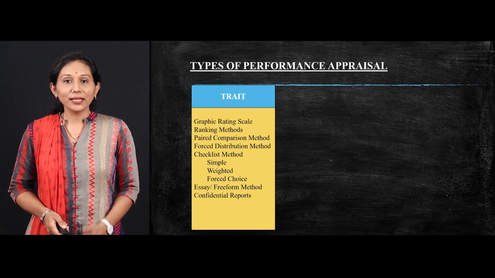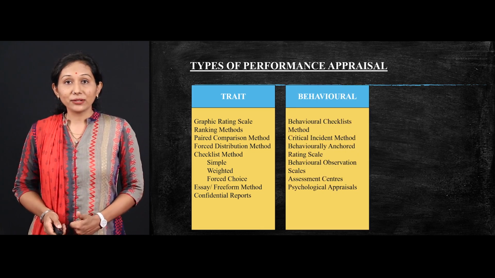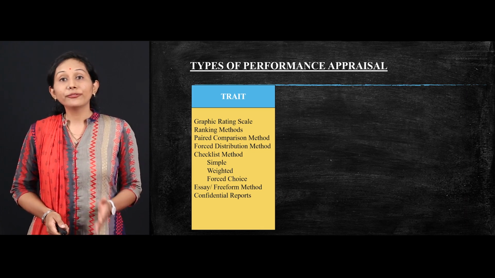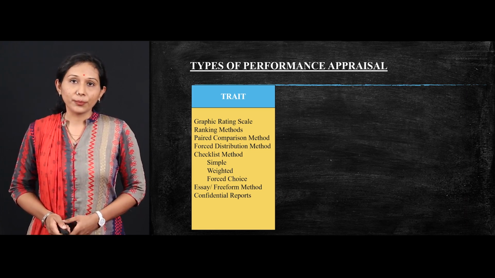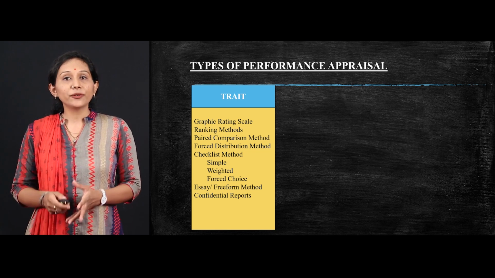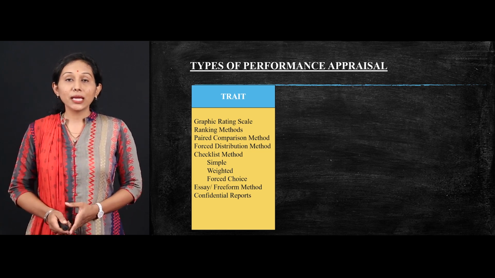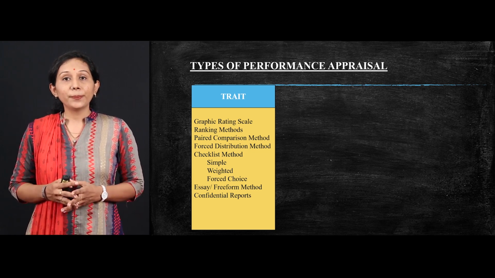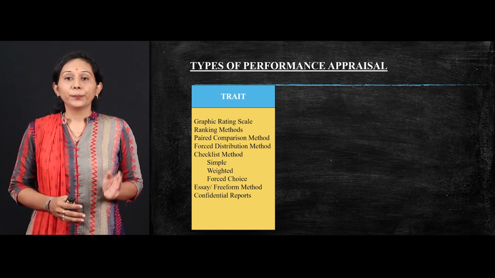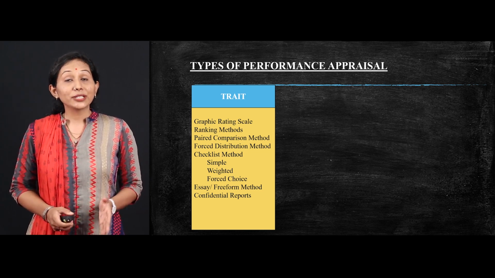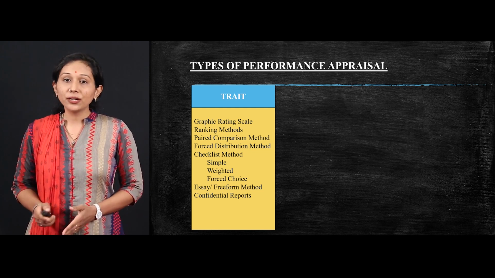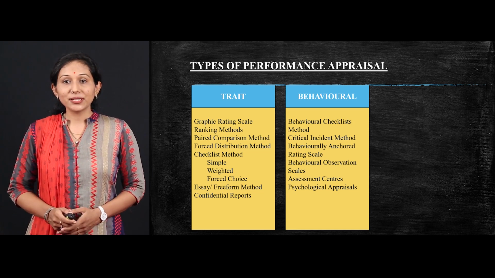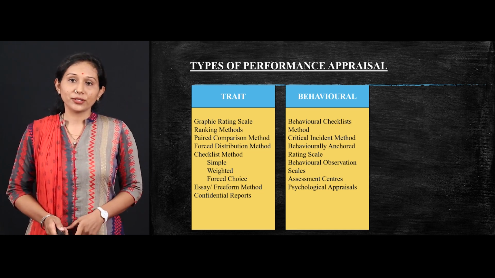First is graphic rating scale, ranking methods, paired comparison methods, forced distribution, checklist method, essay or free-form method, and confidential reports. Another way that the performance appraisal methods can be designed is keeping in mind the behavior of the employee. Under this, the performance appraisal methods can be like behavioral checklist methods, critical incident method, behaviorally anchored rating scale, behavioral observation scales, assessment centers, and psychological appraisals.